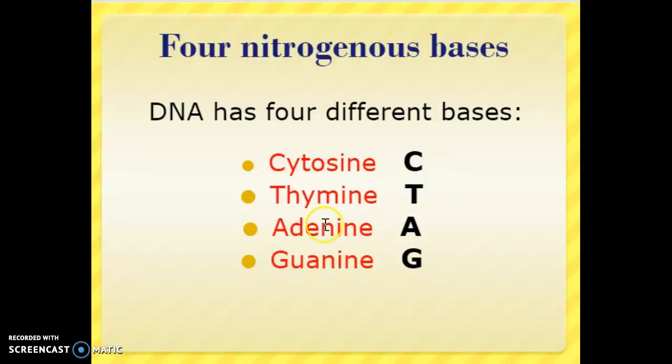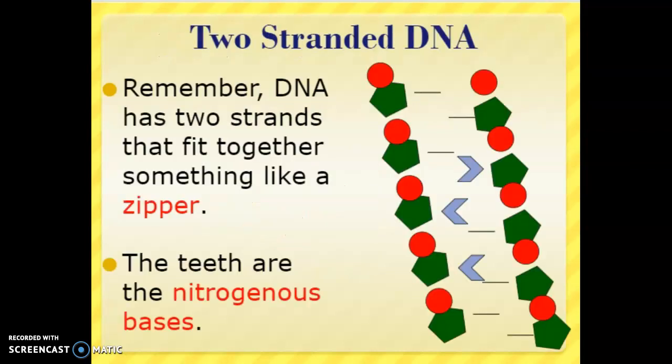Those nitrogen bases that make up the middle, there's only 4 of them, which seems weird that our entire genetic makeup is made up of 4 nitrogen bases, but they are cytosine, thymine, adenine, and guanine. So if we're looking at those 2 strands put together, you have the phosphate and deoxyribose, and the nitrogen bases are right here in the middle, and that's what holds them together.